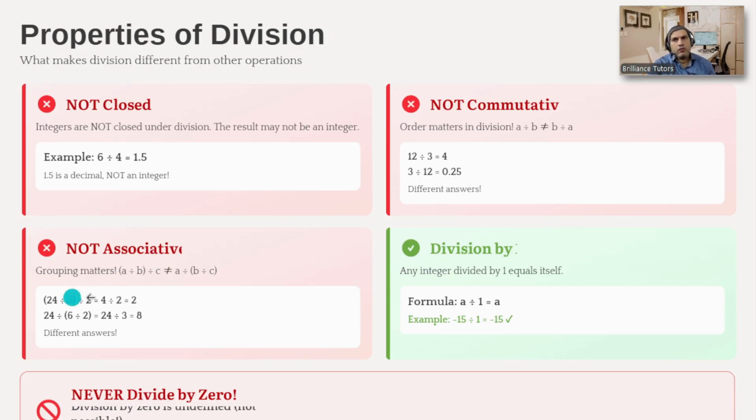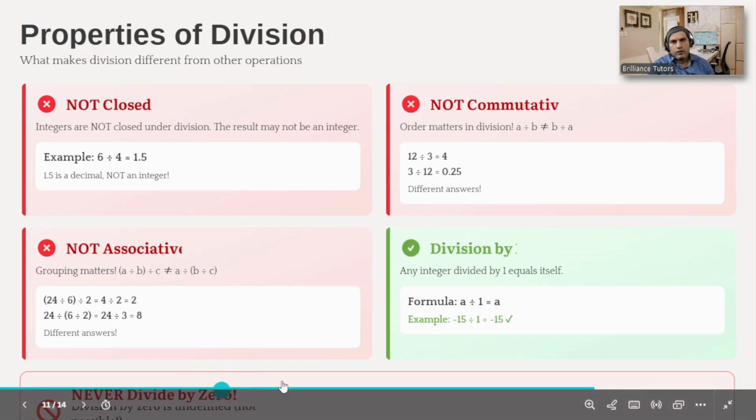Not associative, grouping matters. A divided by B divided by C grouped differently does not give the same result. Any integer divided by 1 equals itself. And never divide by 0. When you divide by 0, it gives infinity. Okay.